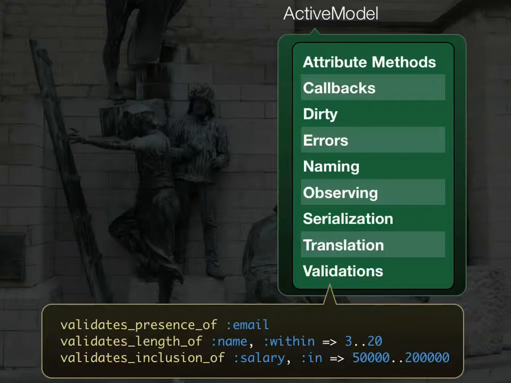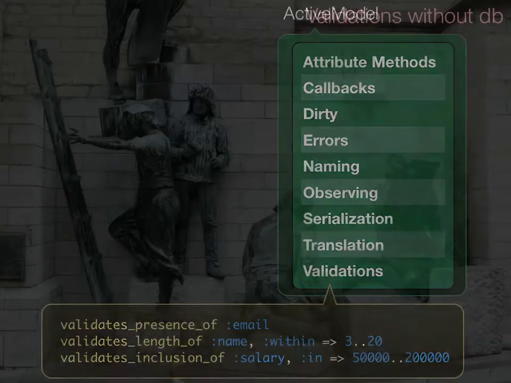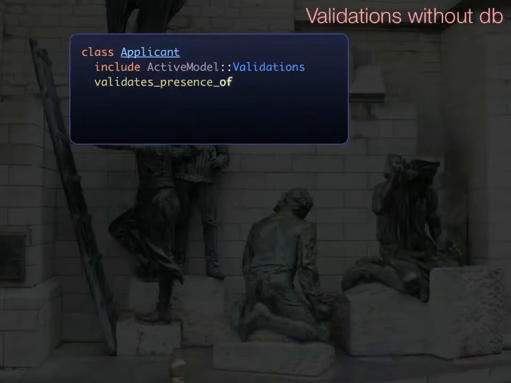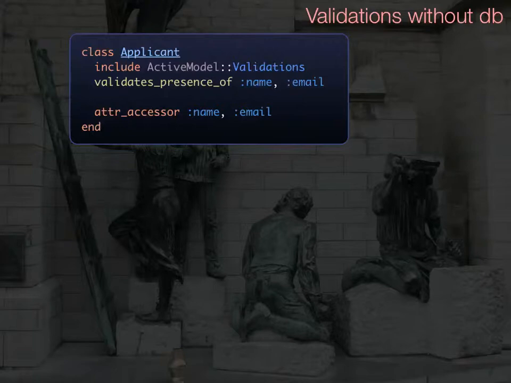So let's take a look at how we might use one of these modules in a Ruby class. So here we have a class called Applicant. We're including ActiveModel::Validations. We can use validates_presence_of :name, :email, and there's our two attributes.